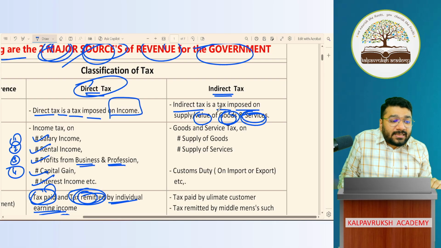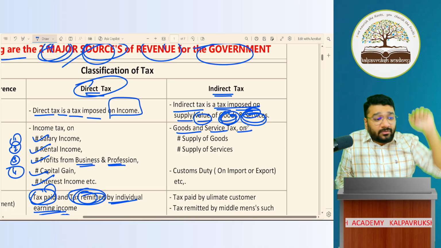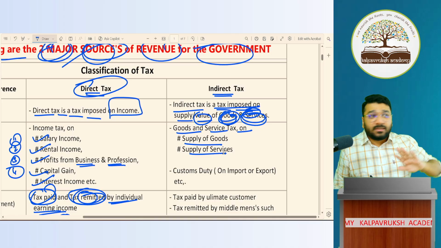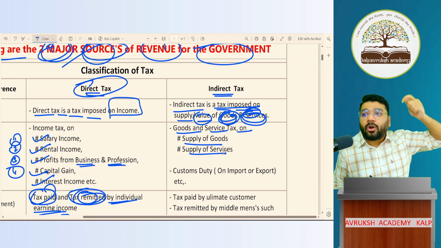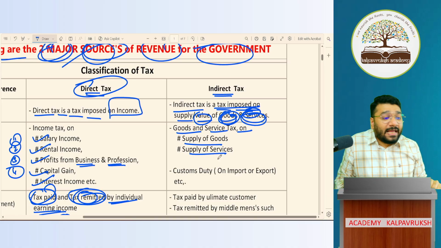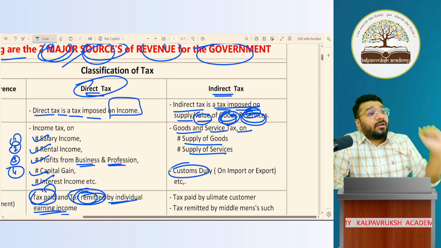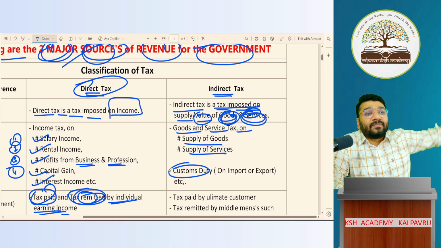So indirect tax is a tax imposed on the supply value of goods and services. GST is levied on the supply of goods and the supply of services. Got it? Not got it? Yes. If you think this is the only tax that the government is collecting from you, you are wrong. Apart from GST, we have one more indirect tax called customs duty. This is applicable again on goods and services, but not for domestic supply. It is for imports and exports.